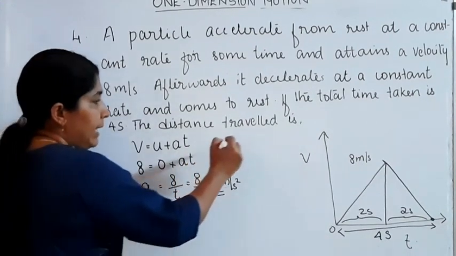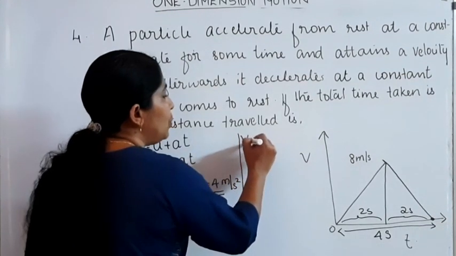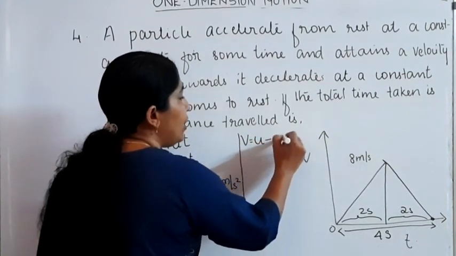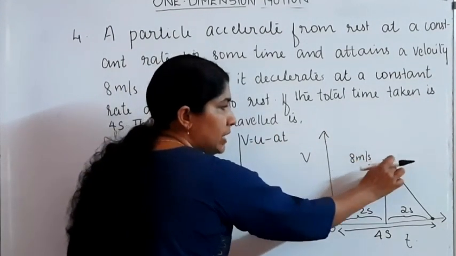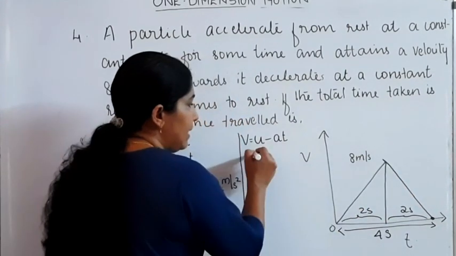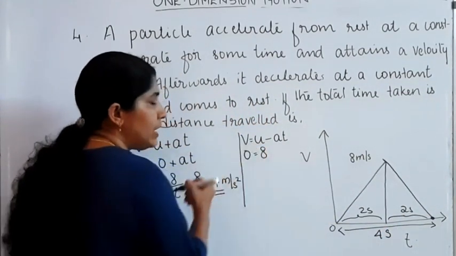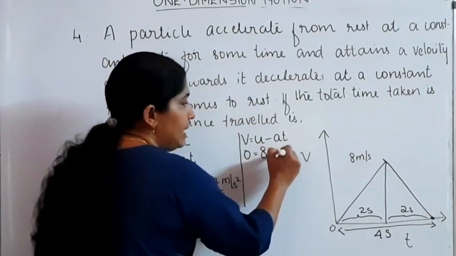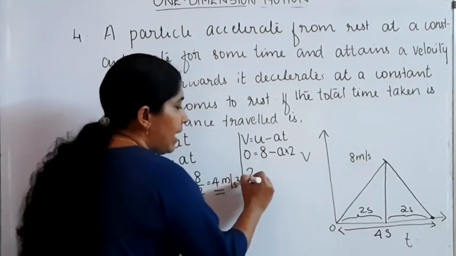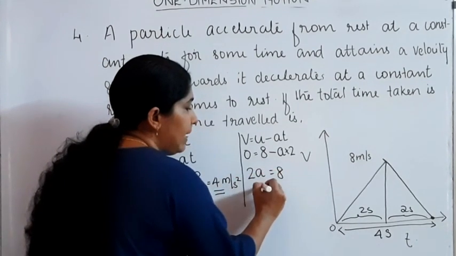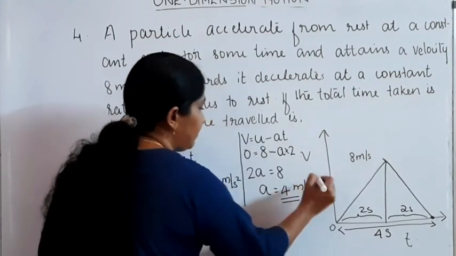Then in the case of retardation, we can use the formula V is equal to U minus A into T. The initial velocity in the case of retardation is 8, and finally it comes to rest, so the final velocity is 0. Therefore, 0 is equal to 8 minus A into T. T is equal to 2 seconds. Then we can write 2A is equal to 8, then A is equal to 4 meter per second square.